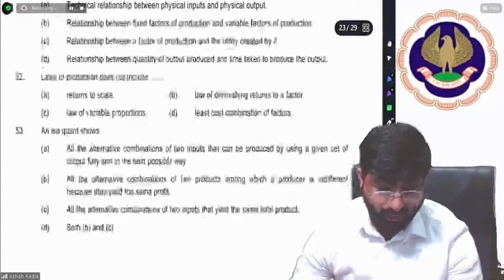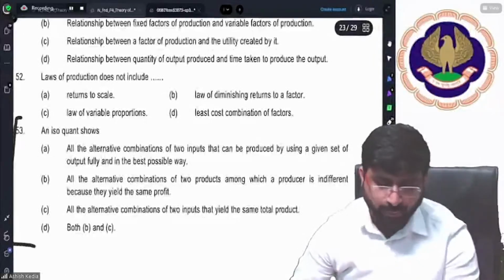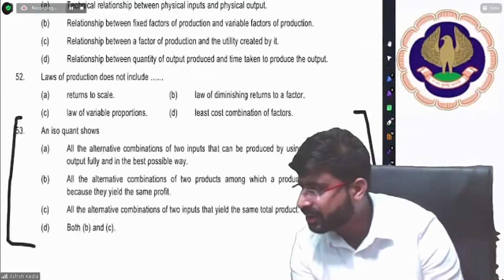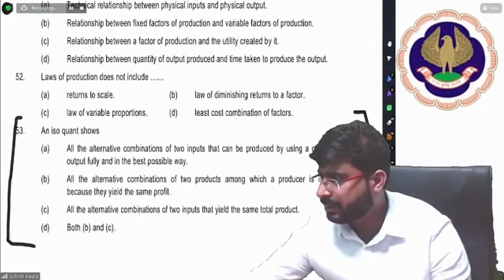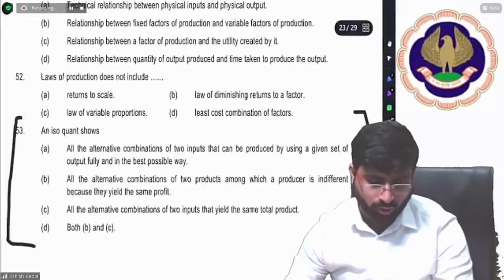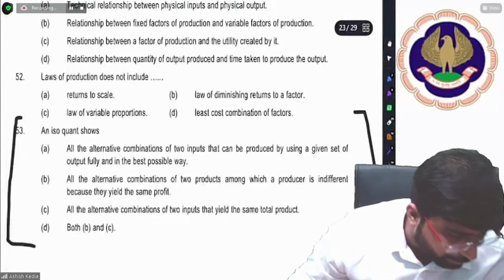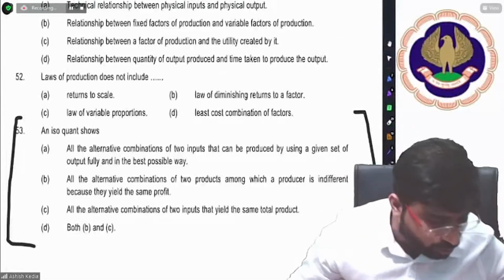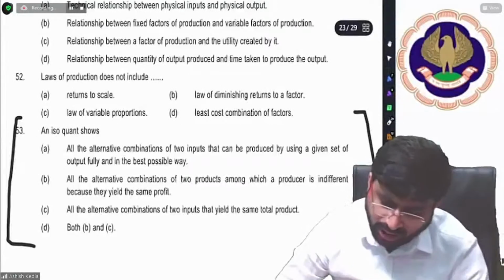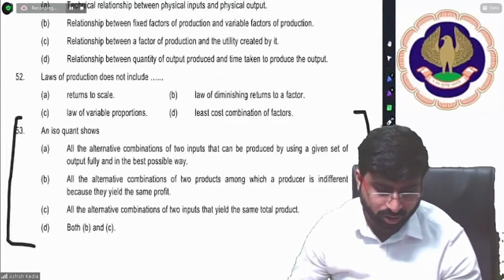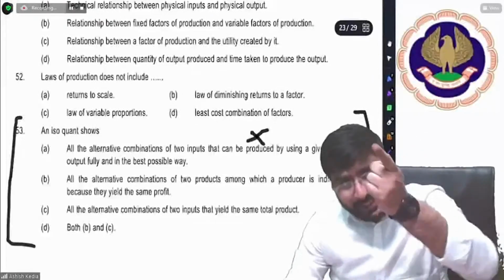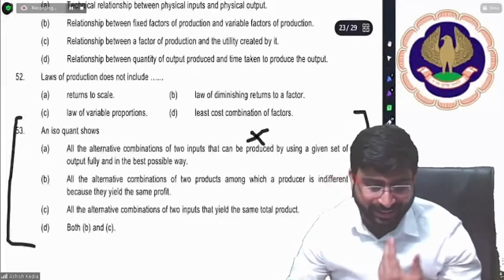Yes. This isoquant question we had skipped. Let's discuss it right now. Okay. An isoquant shows all various combinations, remember, it shows all various combinations of two inputs that can be produced by using a given set of output. Arey, how will you use output to produce inputs? You use input to produce output. So obviously it is wrong.